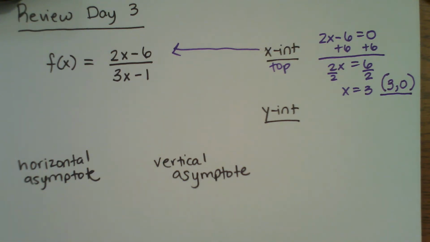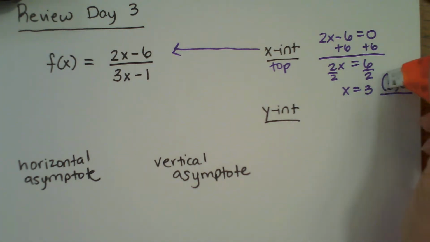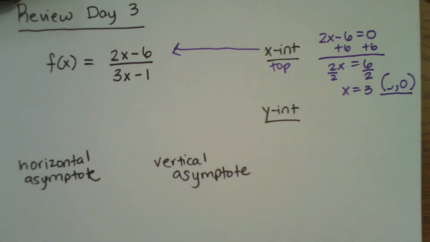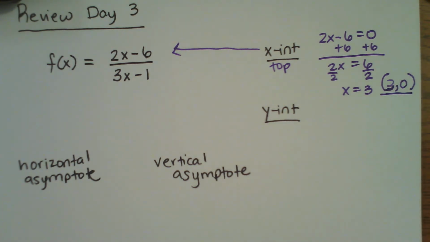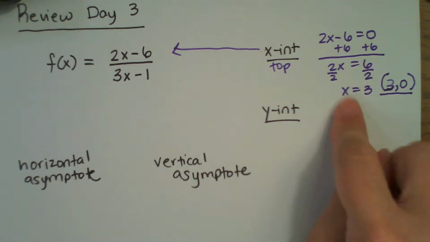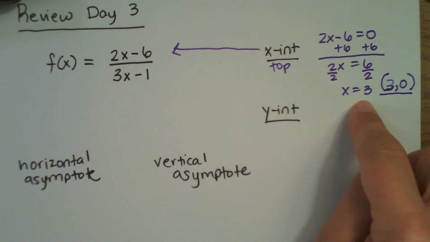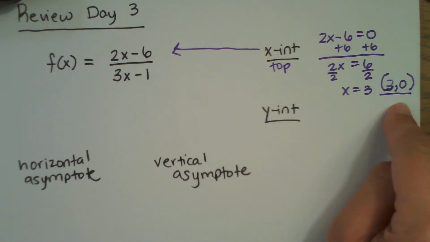Sorry, that's a wonky 3. That one wasn't much better. Sorry. x equals 3. So the ordered pair is 3, 0.